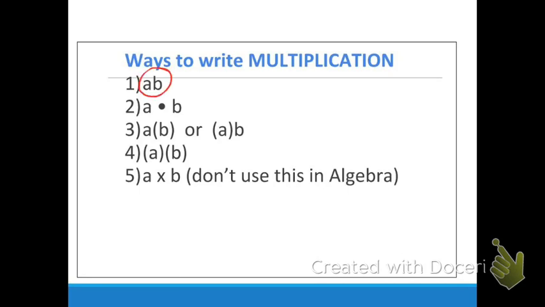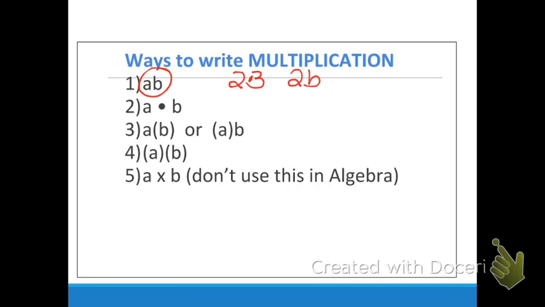Now, this doesn't work if we have two numbers, right? Because if I have the number 2 times 3, and I write it like that, what do you think? 23. 23, right? So we have to put something in between them. We can't just write 2 times 3 that way. We have to put a times sign in between them. But if I had 2 times b, I could write it that way. Or if I wrote a times b, I could write it that way. So just remember, two together means you multiply. Okay, so that's one way of showing multiplication. And for our purposes, that's going to be the best way to write it.